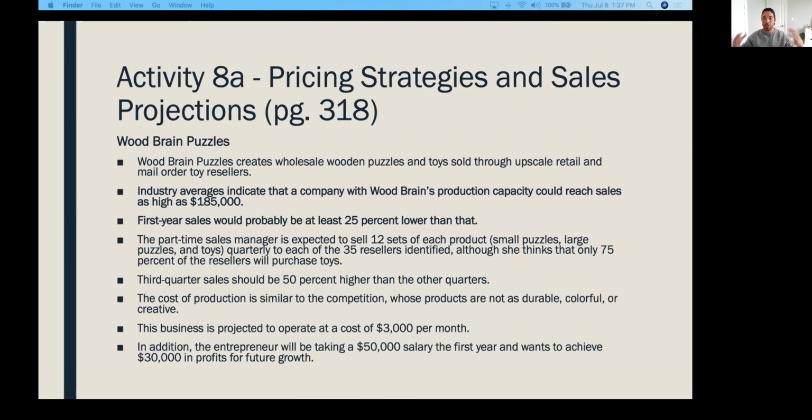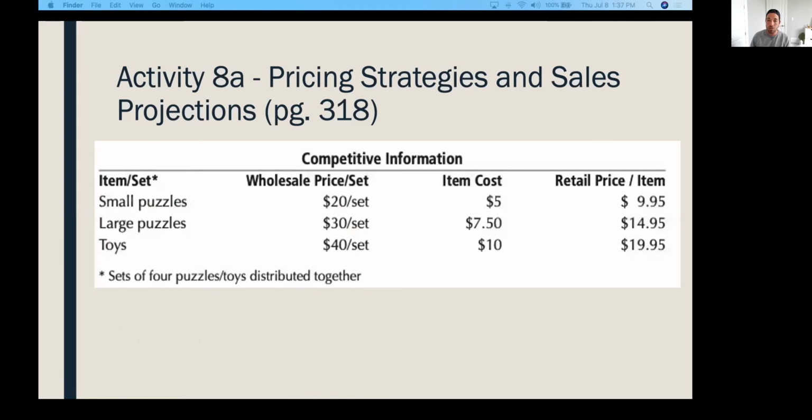So what information is available to us in the comparative approach in this example? Based on the research that Woodbrain has done, we've learned that the industry average for sales is as high as $185,000. However, first year sales would probably be at least 25% lower than that. Okay, so that's important to note. We also have learned that the cost of production is similar to the competition, whose products are not as durable, colorful, or creative, but that doesn't really matter here.